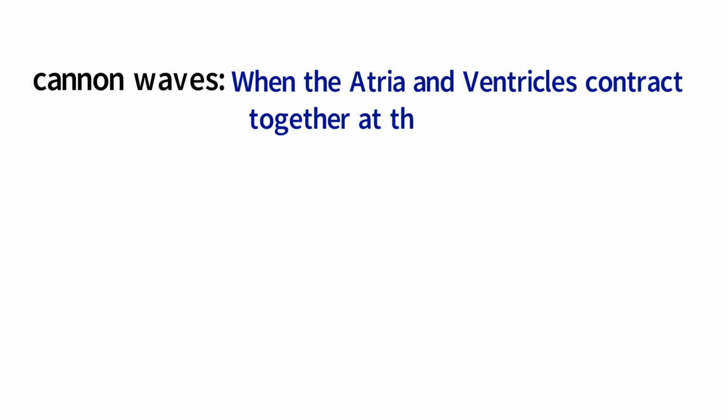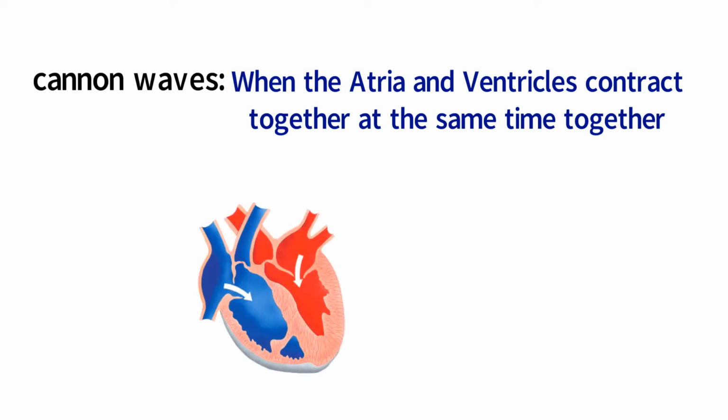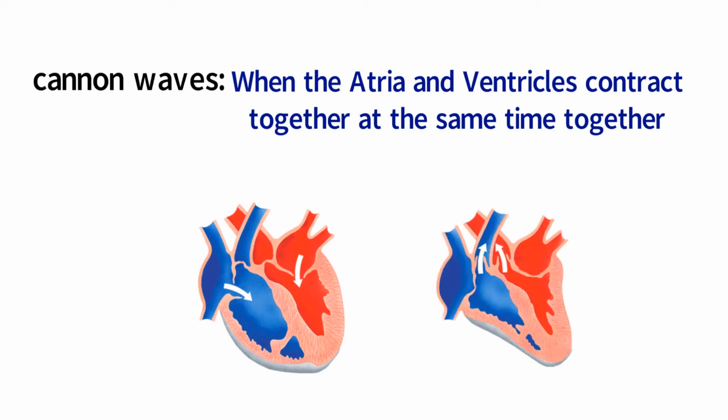Cannon waves is when the atrium and the ventricle contract together at the same time. As you know, the atrium normally contracts when the ventricle is relaxed, so the blood will be pushed from the atrium to the ventricle, and the valves are open. The tricuspid valve and the mitral valve are open, so the blood will come from the atrium to the ventricle.